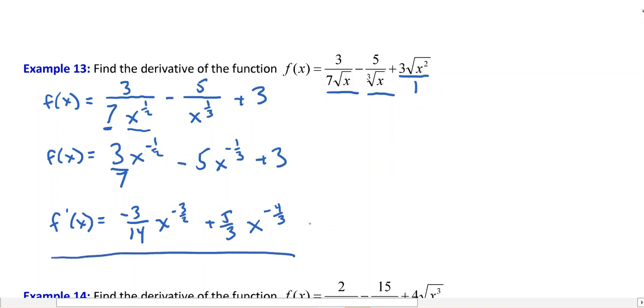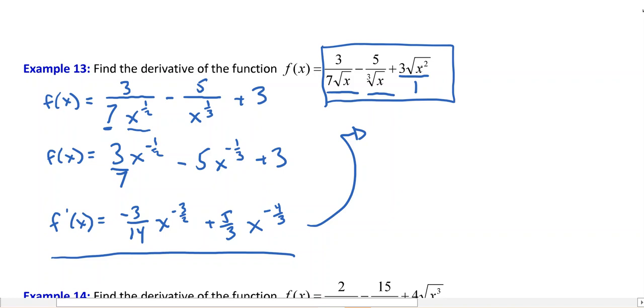However, we're not done yet because we want to rewrite this in the same form that the original problem was in. And so in the original problem, everything was written in radical form. And so we want to write this answer in radical form. And so to do that, we're going to have to change the negative variables back into positive variables and then back into radicals. So I'm going to take the first term, negative 3, and I'm going to move x to the negative 3/2 down into the denominator and make it positive 3/2.